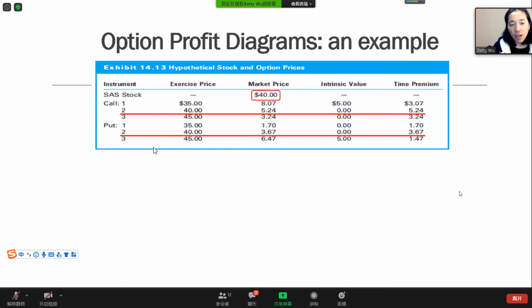I underline this too. Can you tell me what this is? For instance, call number 2: is this option in the money, at the money, or out of the money? It depends on intrinsic value, right? Can anyone tell me, call number 2, is it in the money, at the money, or out of the money?